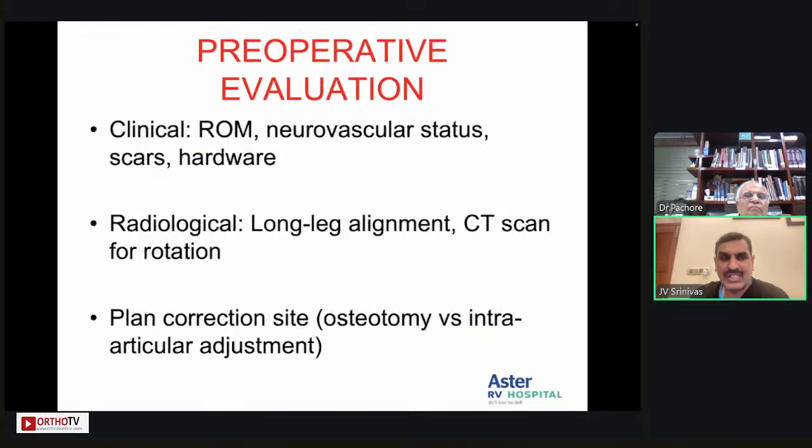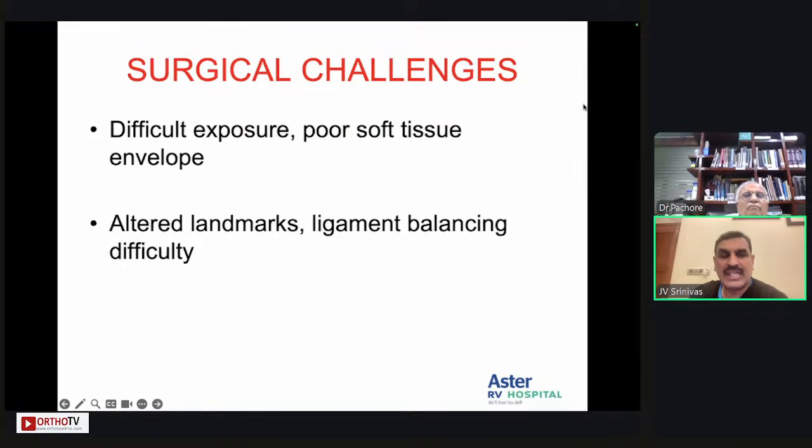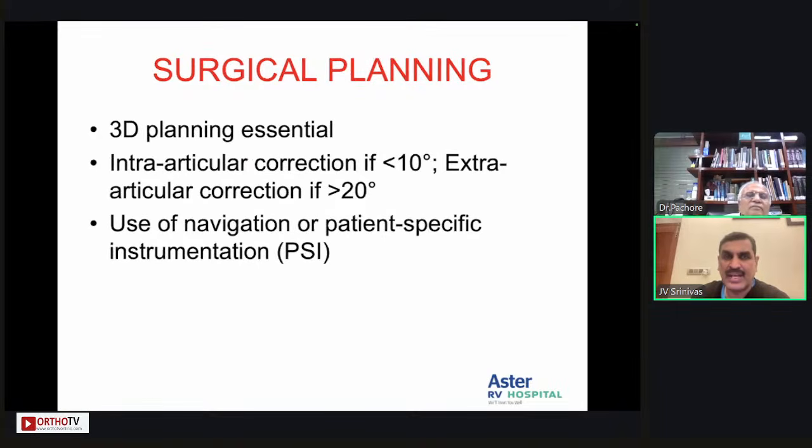So pre-operative evaluation: whenever you have extra-articular stiffness, you need to evaluate the range of movement. Is the patient having neurovascular issues, scar, hardware? Long leg X-ray to check your alignment, CT for your rotations, and plan your correction of your osteotomies. Okay. So surgical challenges: difficult exposure in extra-articular stiffness, poor soft tissue envelope definitely will be there, and altered landmarks. So surgical planning, 3D planning of your joint is essential apart from your exposure.